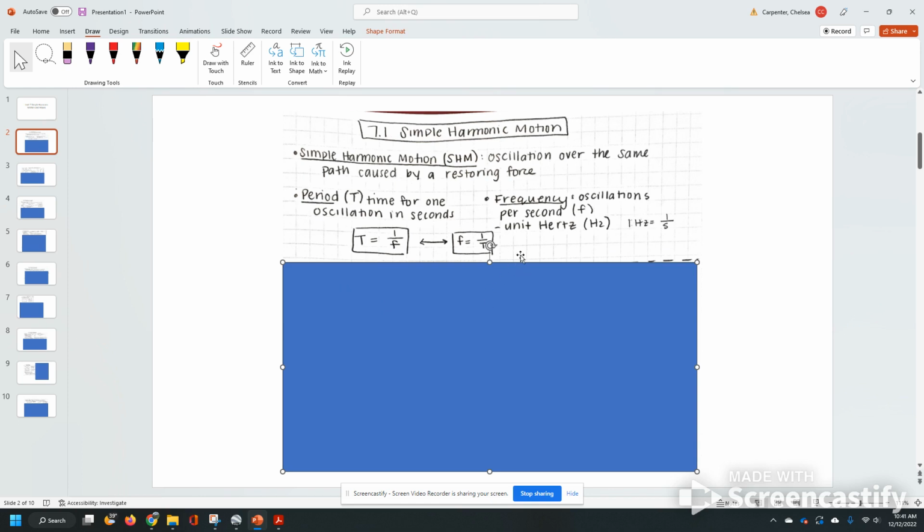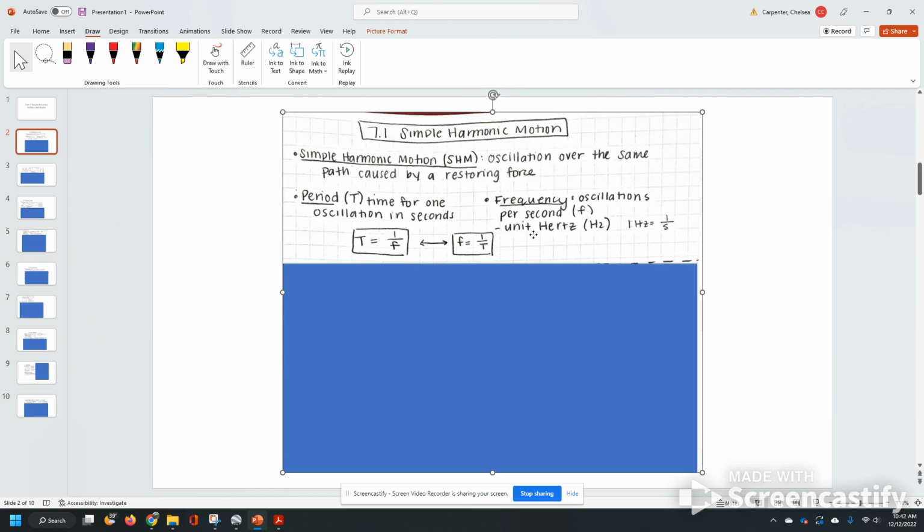A couple of important things to be able to define. One is the period, which we've used before. That's the time for one oscillation in seconds. So the time to return to the same location and how many seconds it takes to do that. And then frequency is oscillations per second. These are inverse relationships. So the period is 1 divided by the frequency. The frequency is 1 divided by the period. The unit of frequency is the hertz, and 1 hertz is 1 per second. So like 1 oscillation per second.